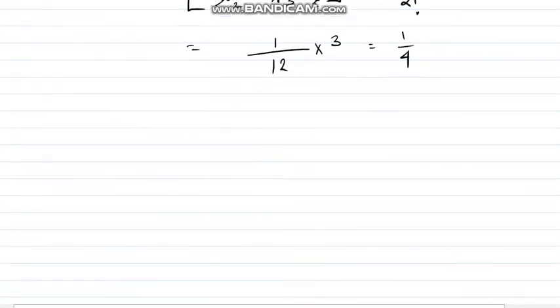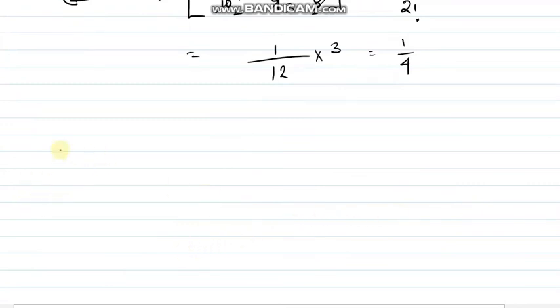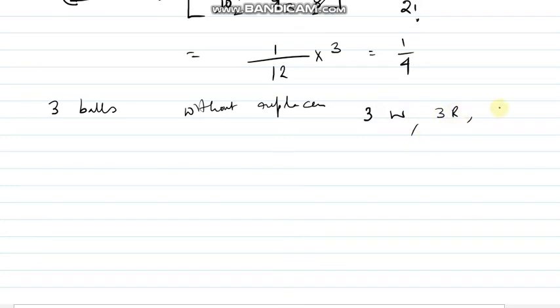Is it fine? Okay. Next, 3 balls are drawn one by one without replacement. Again, without replacement, please be very careful, from an urn containing 3 white, 3 red and 3 black balls. So I am drawing 3 balls one by one without replacement. We have to find out the probability that at least 1 ball is red.